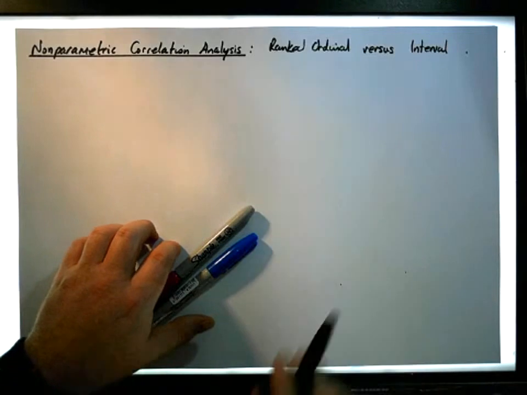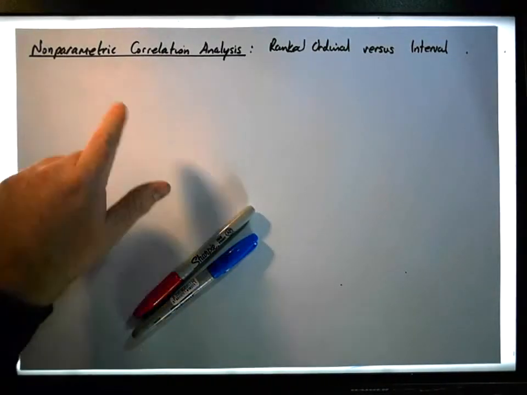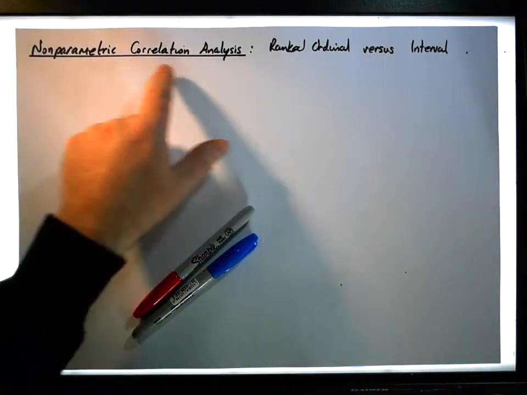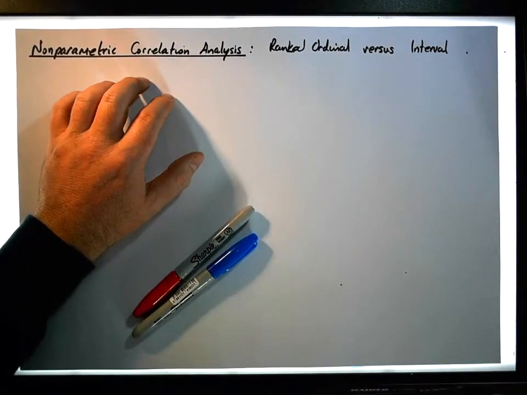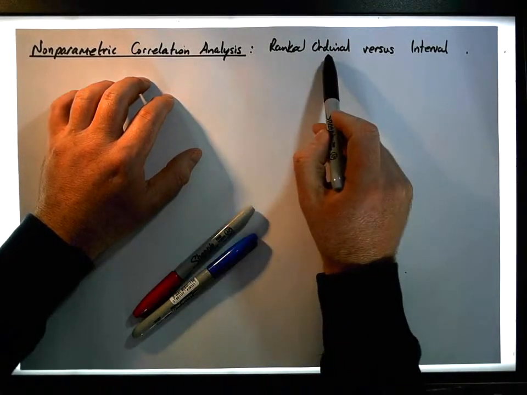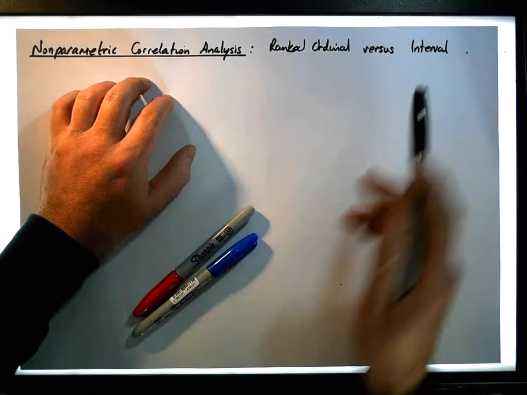Hi guys, this is Jonathan Lambert with Maths and Stats, and in this video, another video in our series of videos in non-parametric correlation analysis, we're going to concentrate on the calculation of the correlation between a ranked ordinal variable and a variable measured on an interval ratio scale.